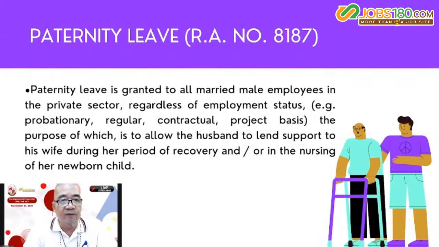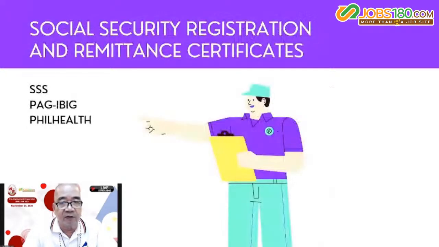Okay? So for the men naman, we have the paternity leave or what we call RA number 8187. So paternity leave is granted to all married male employees in the private sector regardless of the employment status, probably regular, contractual, or project basis. The purpose of which is to allow the husband to lend support to his wife during the period of recovery and on the nursing of her newborn child. So he has 7 days, but provided kasal po sila, they are cohabiting with his wife. So yun po yung ruling nun.